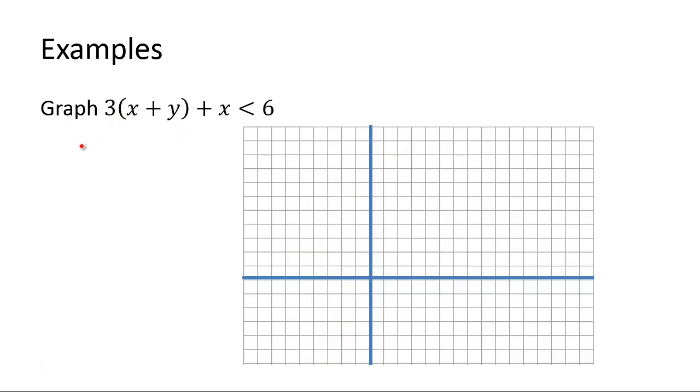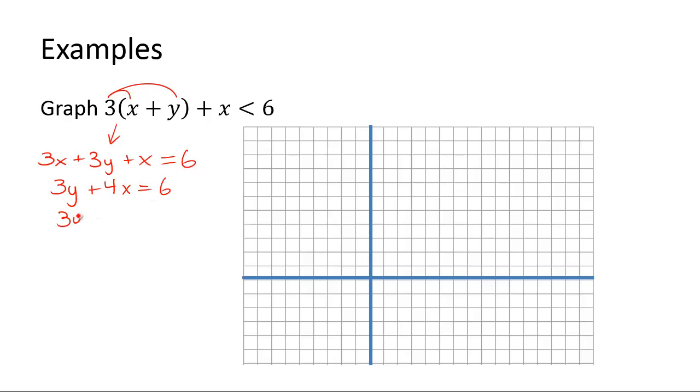Another one here is a little more complicated, so let's find the line first. So we got to simplify this. 3x plus 3y plus x less than 6. Get everything together, and we're actually just going to pretend it's an equation for now. And so we've got 3y plus 4x equals 6.